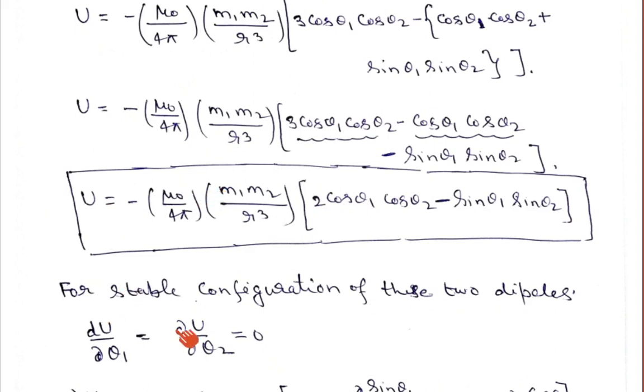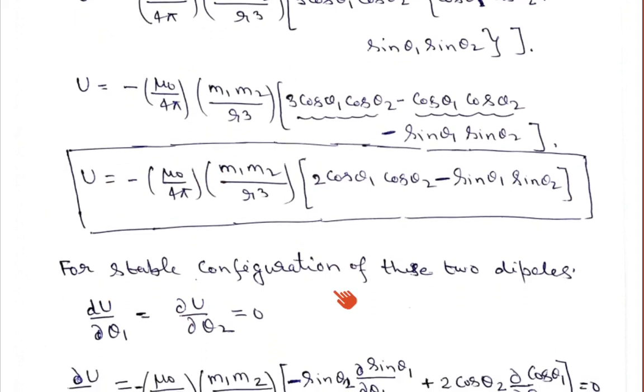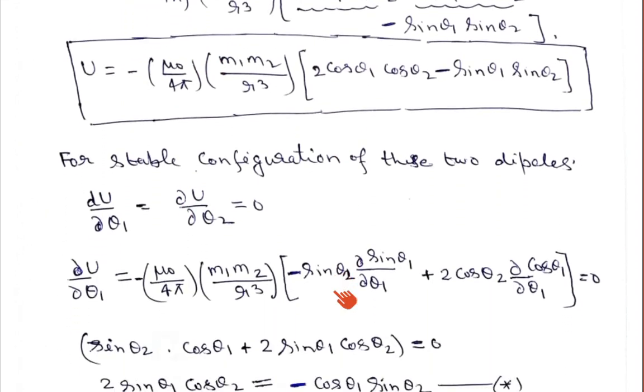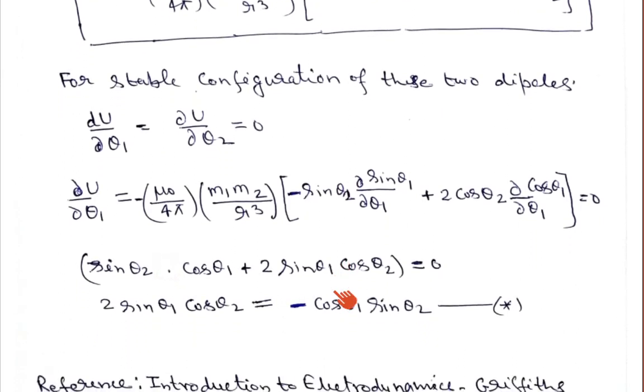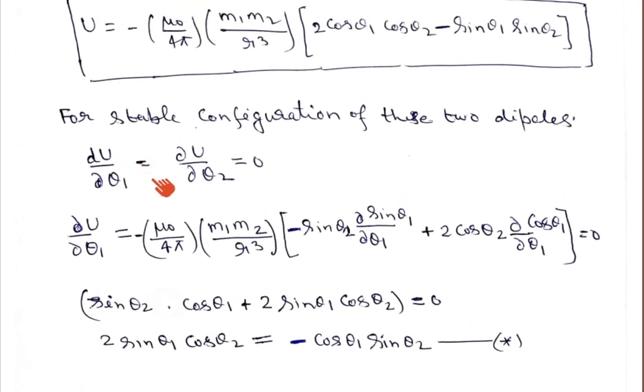We know that for the stable configuration of these two dipoles, if we differentiate the energy with respect to theta 1 and theta 2, del U upon del theta 1 equal to del U upon del theta 2 equal to 0, then we can find some condition of the stable configuration of these two dipoles. So that is what I am going to do now.